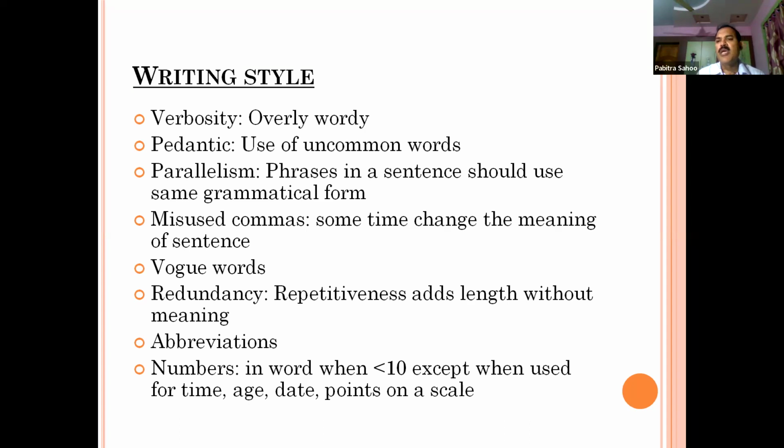Don't use abbreviations at the beginning. If you are using an abbreviation, in the first instance write the full words, and then use the abbreviation subsequently. So the full term has to be clearly written first before using subsequent abbreviations. Then numbers: when you are using numbers less than 10, like 1, 2, 3, 4, 5, 6, 7, 8, 9, they should be written in words instead of figures, except when you are using time, age, or a point on a scale. Then you can use a number less than 10 in figures. But otherwise, numbers less than 10 should be written in word form, not in figures.